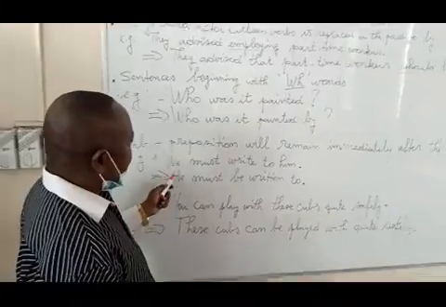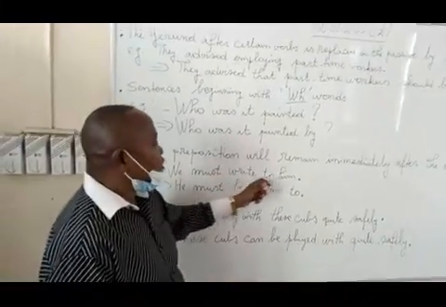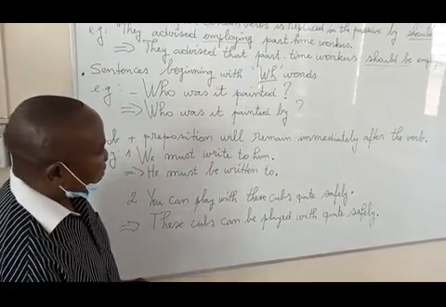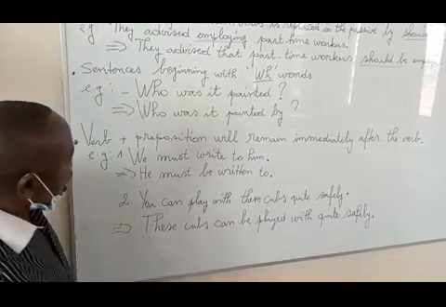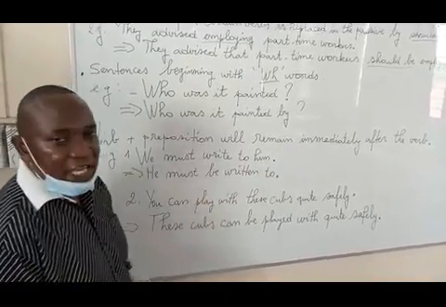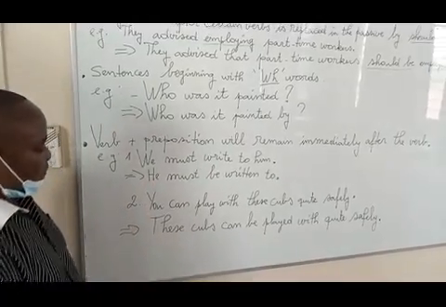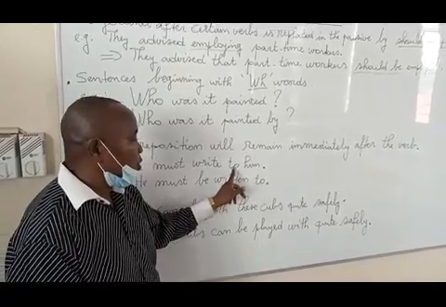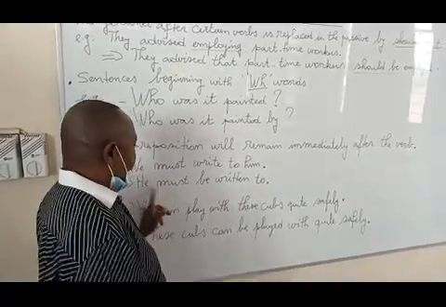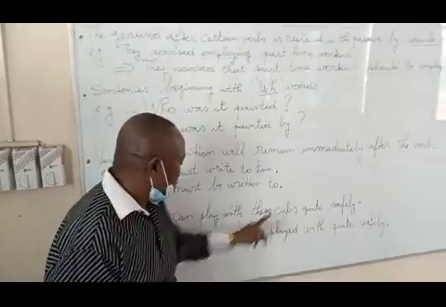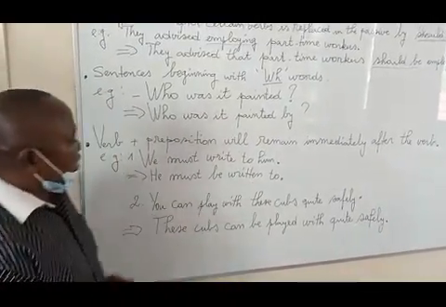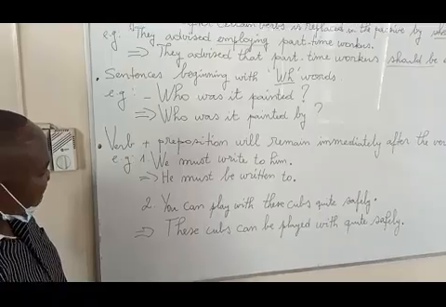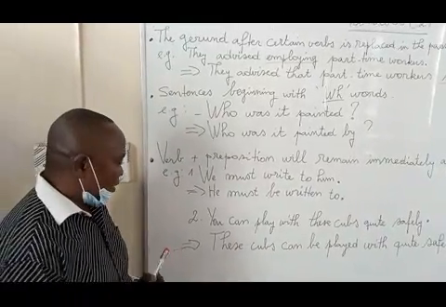As you can see here, we must write to him. Here, him is the object, and it becomes he. So we say, he must be written to. The preposition is there. He must be written to. So this is the passive voice of that sentence in example 1.